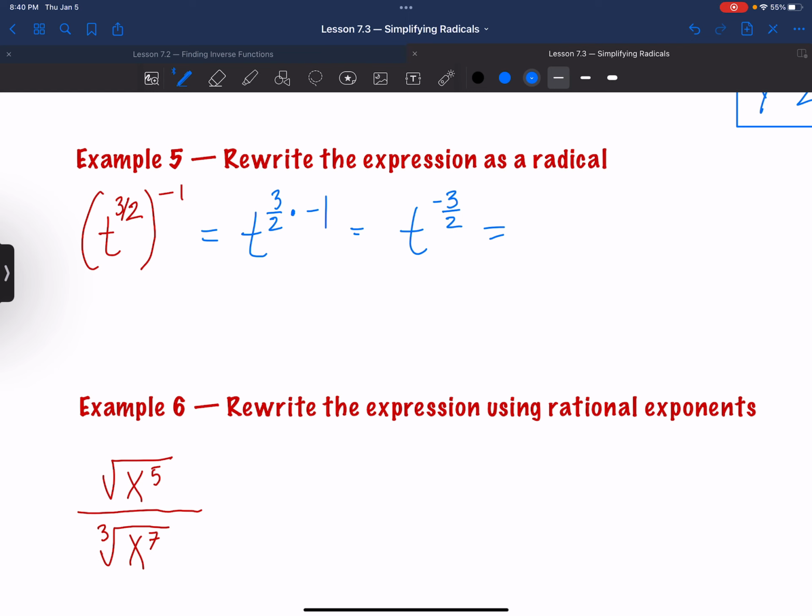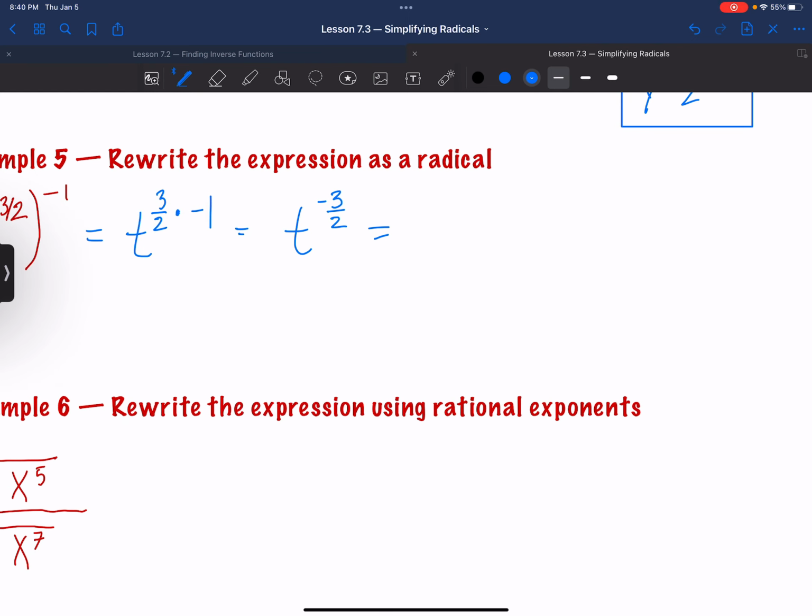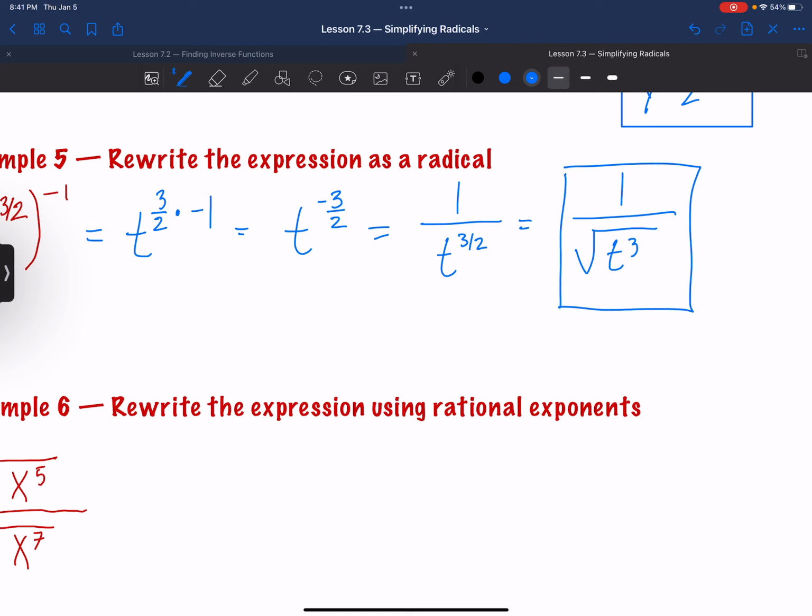And now, by using the rule of negative exponents, it's in the numerator, so I'm just going to do 1 over t to the 3 halves. And now that I have that, no more negative exponent, right? I can say that m is 3 and n is 2, so the exponent is 3 and the root, or index, is 2. So this is actually 1 over square root of t cubed. And that's using that first rule, number 1 in gold on the previous page. There you go. You've rewritten it as a radical expression.